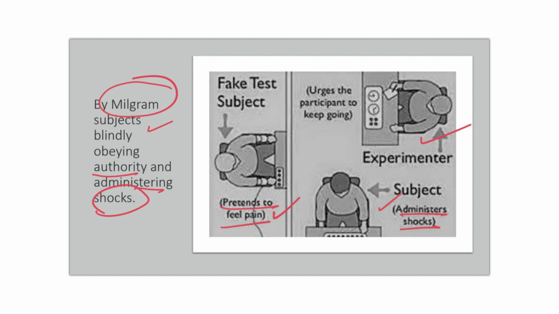So Milgram wanted to see how much voltage the subject will administer to him under the conditions of authority. Even though this man is shouting, feeling extreme pain, still the subject is administering shocks. And when asked why, he says, I'm just following what the experimenter has said and I am not responsible.